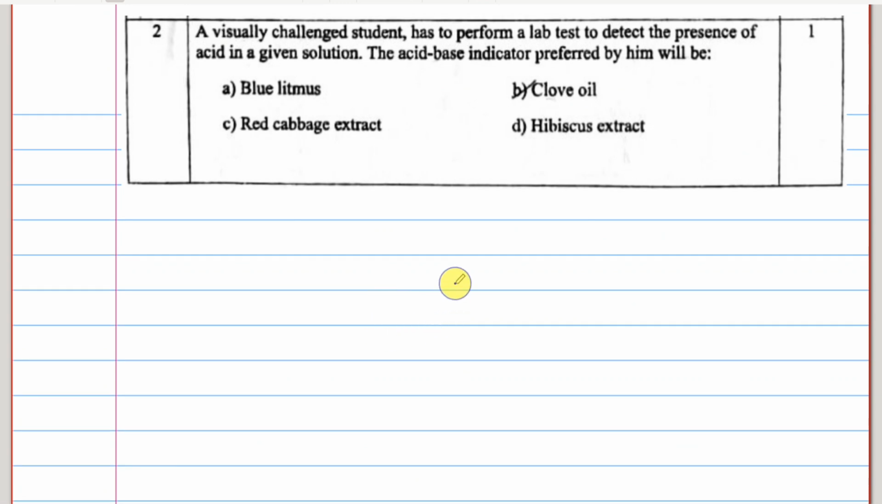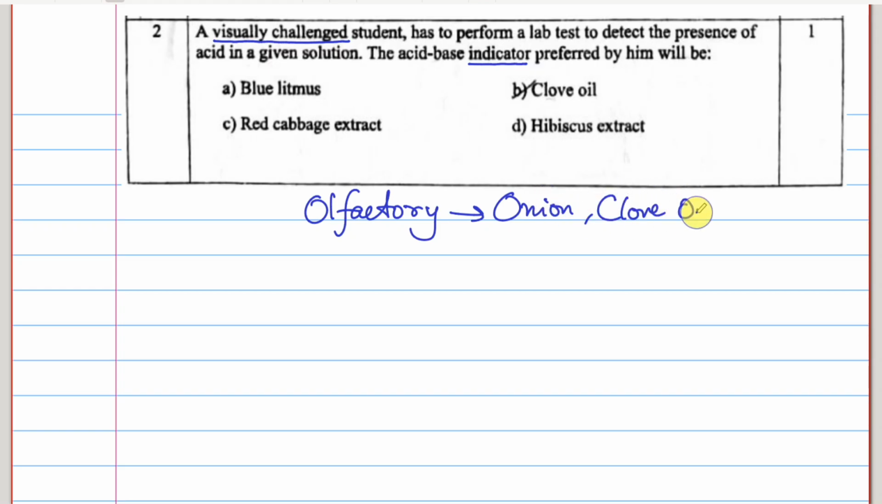A visually challenged student has to perform a lab test to detect the presence of acid in a given solution. The acid base indicator preferred by him will be blue litmus, clove oil, red cabbage extract, or hibiscus extract. So here the keyword is visually challenged person is trying to detect acid base indicator. So visually challenged and indicator, that means we cannot use the indicator which changes color. We'll have to use olfactory indicators. And we have three olfactory indicators mentioned in our textbook: onion, clove oil, and the last one is I think vanilla extract.